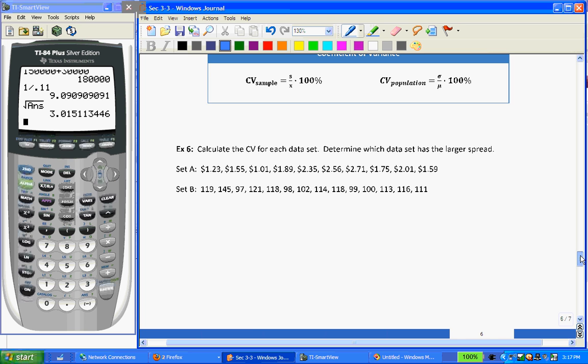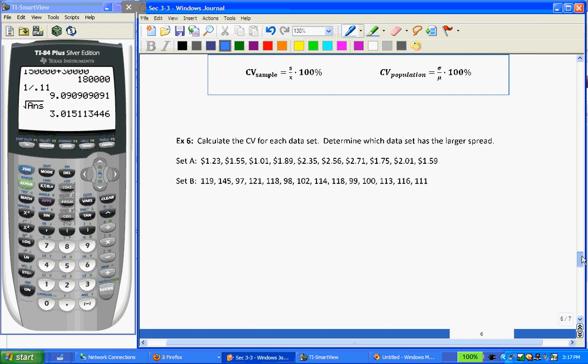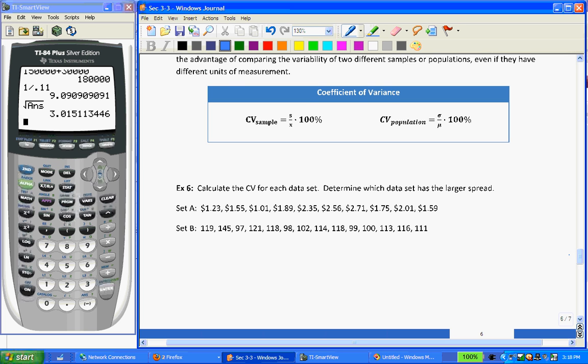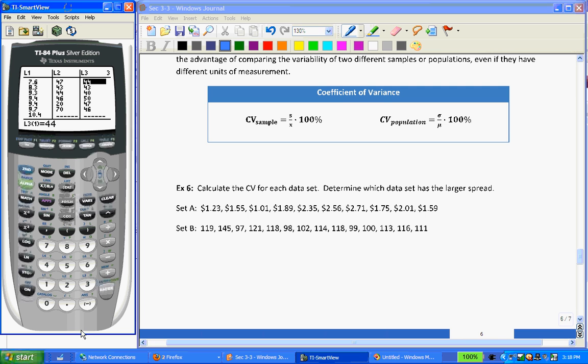So we're going to calculate the coefficient of variation for each set here. And you'll notice already that they're very different. Set A is in dollars, and set B is just regular numbers. Maybe that could be test scores or weights of junior high kids or anything like that. We don't know where it comes from, but they're obviously not in the same units, and the coefficient of variation is going to allow us to compare standard deviations. So I'm going to go ahead and put this in my calculator like before, using my stat edit feature, because it'll give me the mean and standard deviation right away. And remember, you can go up and clear if you highlight the list name and come back down.